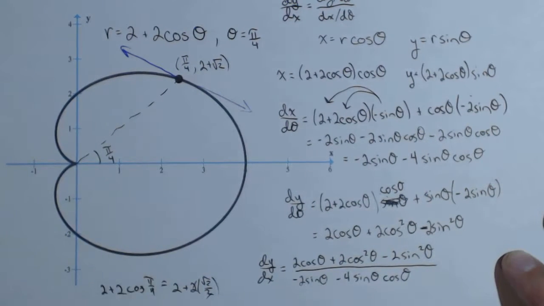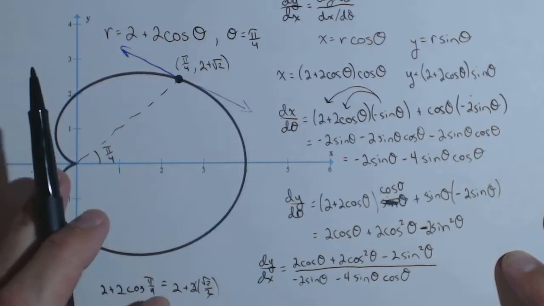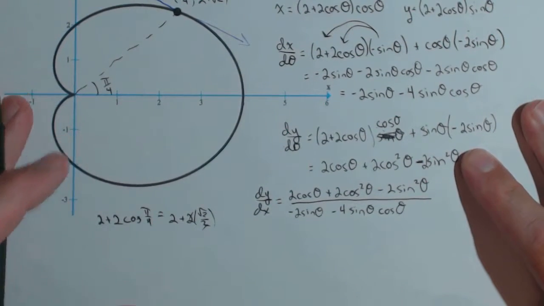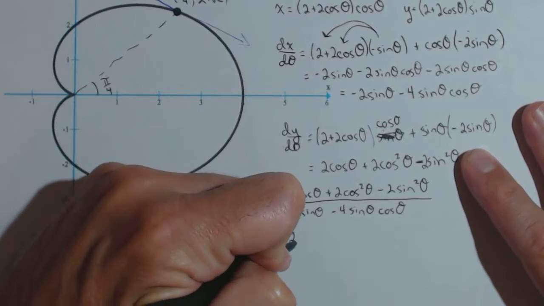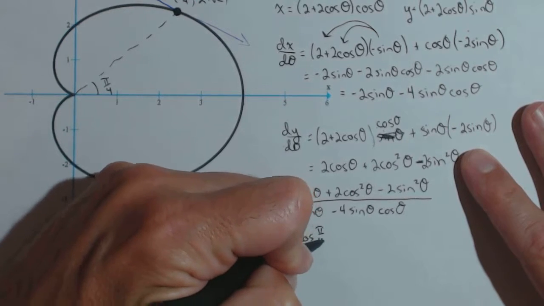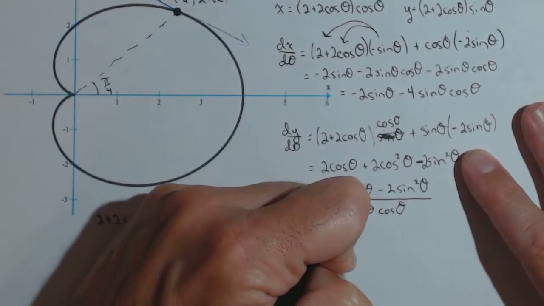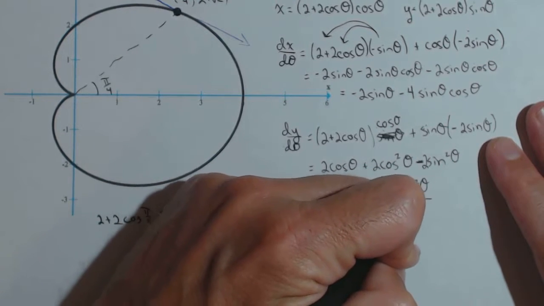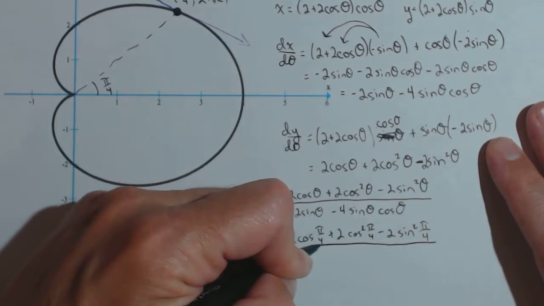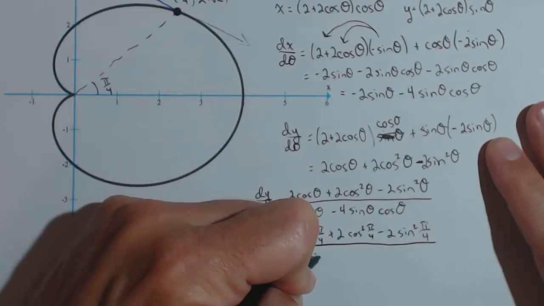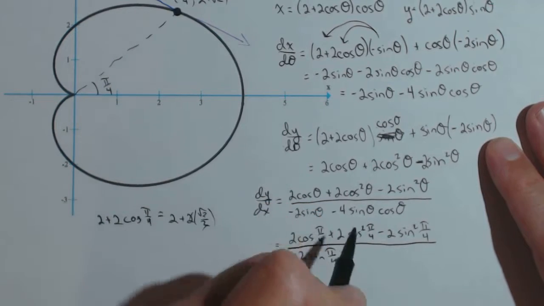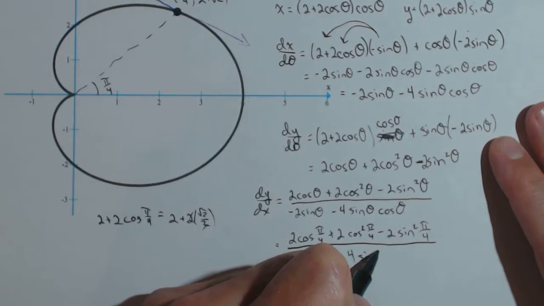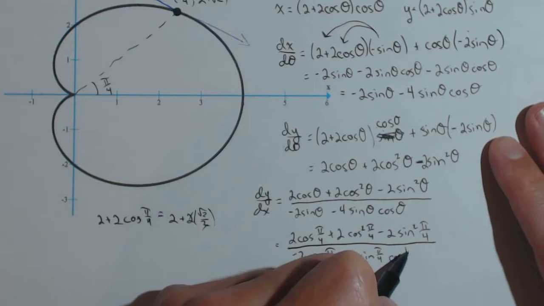We know the point. We need to plug in pi over 4 for all of our thetas and see what happens. So I'm going to have to move this down here for a little bit more space. So let's go ahead and plug it in, and then we'll evaluate in the next one. Cosine of pi over 4 plus 2 cosine squared of pi over 4 minus 2 sine squared of pi over 4, all over negative 2 sine pi over 4 minus 4 sine pi over 4 cosine pi over 4.